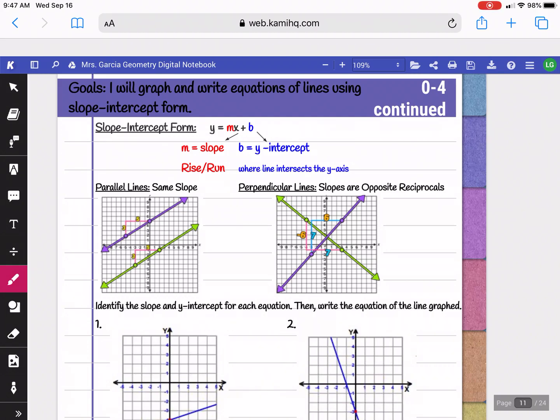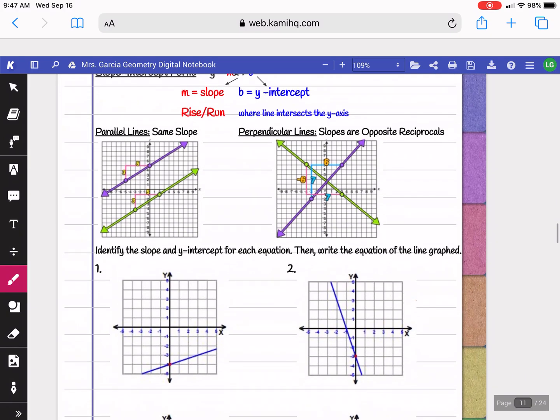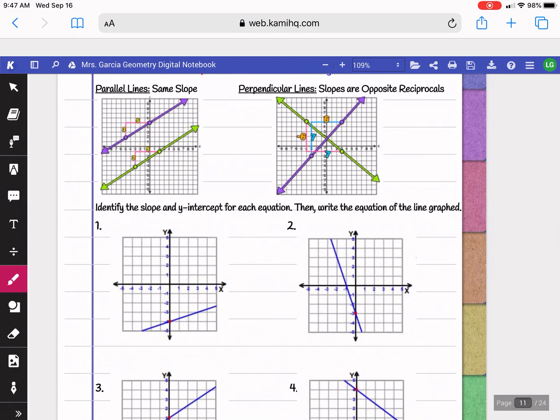We're going to continue this time more with writing equations in slope-intercept form, and we're going to talk about parallel and perpendicular lines. So again, M stands for your slope, B stands for your y-intercept. Anytime you're looking at parallel lines, you need to remember they have the same slope.